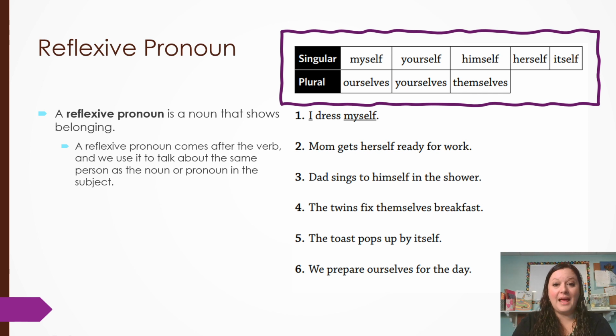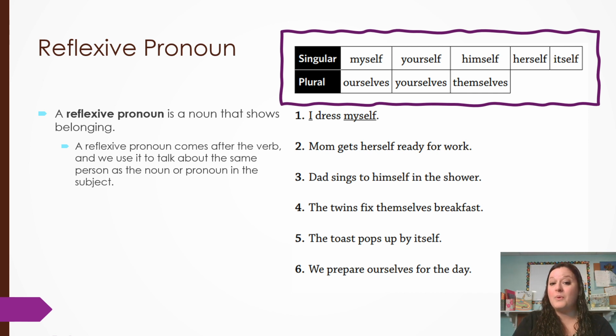When a pronoun ends with self or selves, it's called a reflexive pronoun. It comes after the verb, and we use it to talk about the same person as the pronoun or subject. We're going to read the words in the word box out loud. We'll start with the singular words, which means just one. Read with me. Myself, yourself, himself, herself, itself.